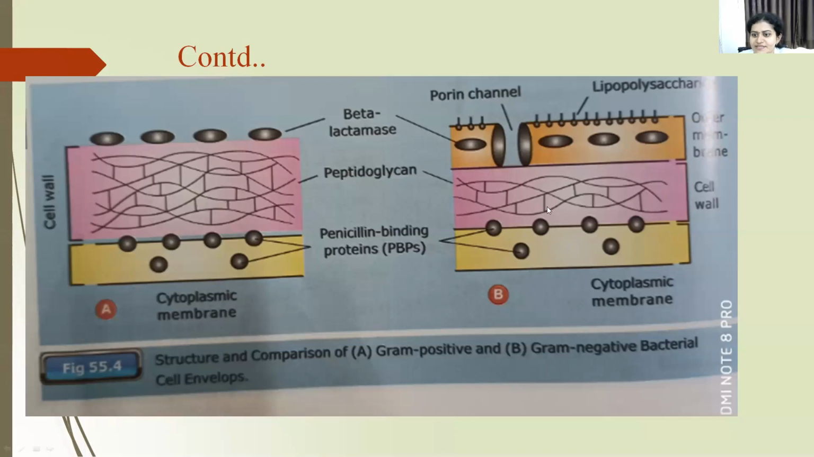Whereas for gram negative bacteria like Pseudomonas, penicillin can never enter Pseudomonas. Why? Because the Pseudomonas bacteria does not have this porin channel at all. There is no porin channel, only lipopolysaccharide. Because there is no porin channel in the Pseudomonas bacteria, there is no passage for the penicillin to enter.